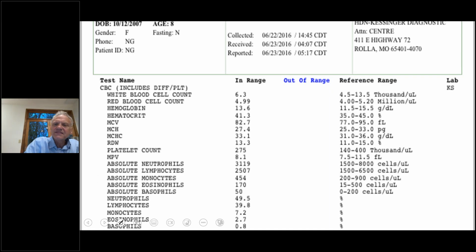So her white blood cell count was a little bit low for an 8-year-old. The platelet count was above 250, and lymphocytes should be 60-30. She's 49-39, so she's about 40. That does fit, and her monocytes are right. That fits a pattern of a virus.